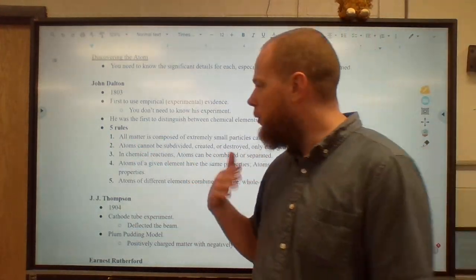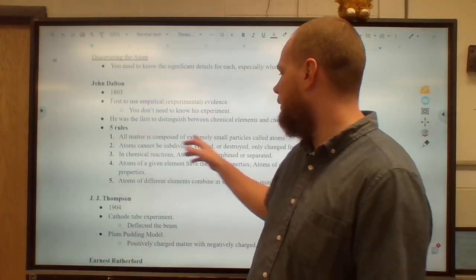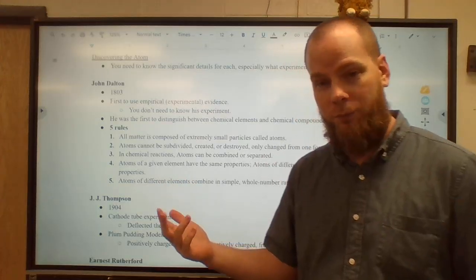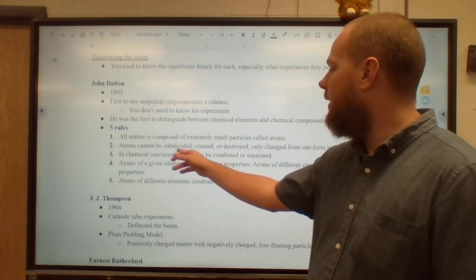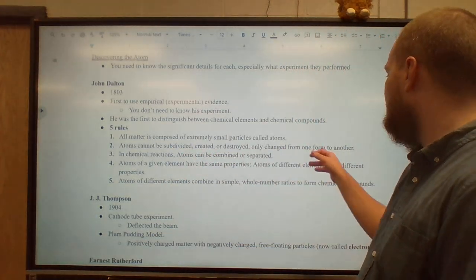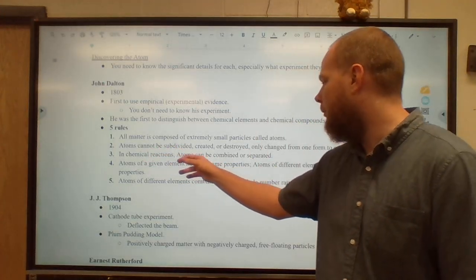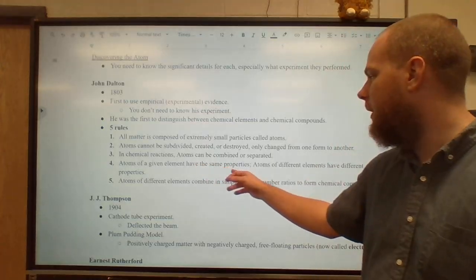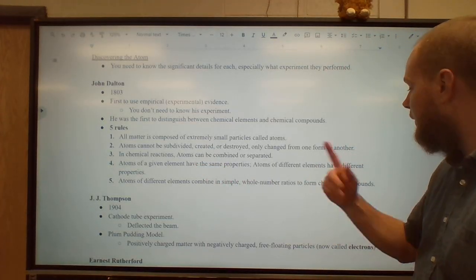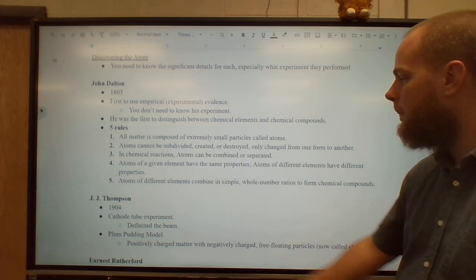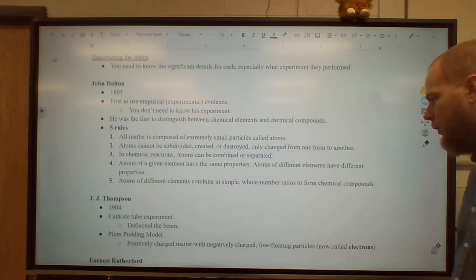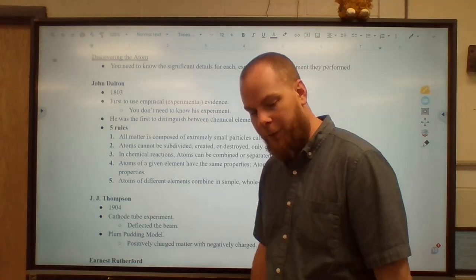So he wrote 5 rules. He said that all matter is composed of extremely small particles, which he called atoms, which is true. Atoms cannot be subdivided, created, or destroyed, only change from one form to another. In all chemical reactions, atoms can be combined or separated. Atoms of a given element have the same properties. Atoms of different elements have different properties. And atoms of different elements combine in simple, whole number ratios to form chemical compounds.